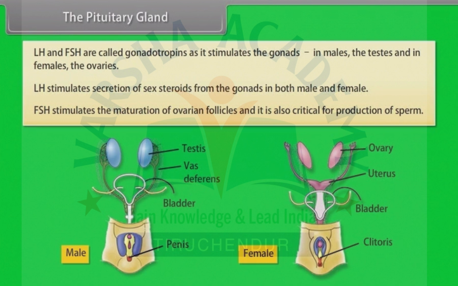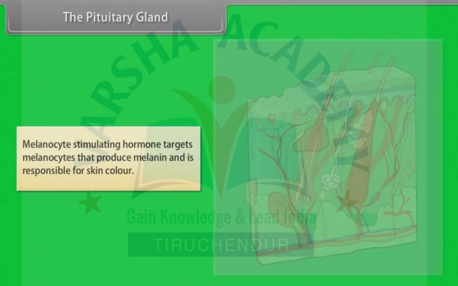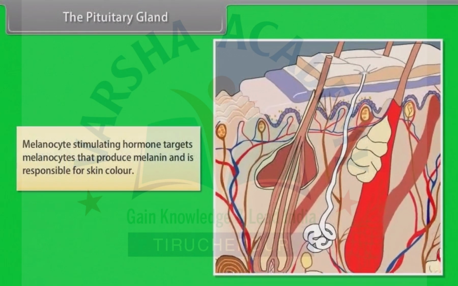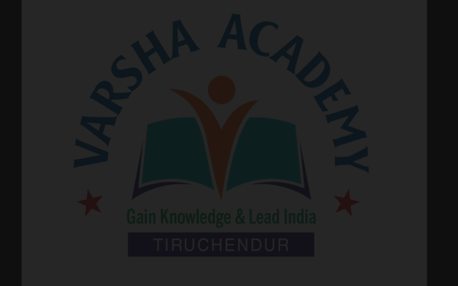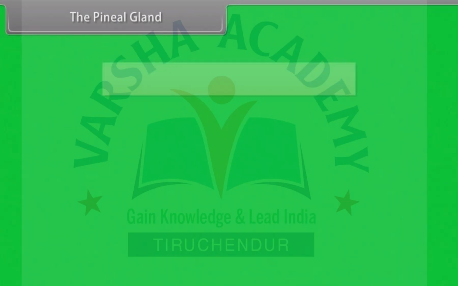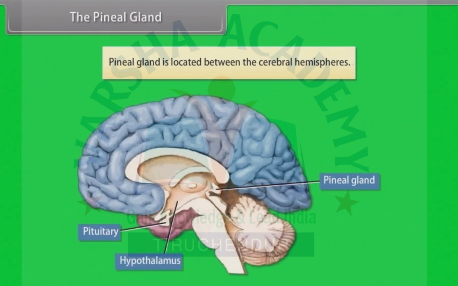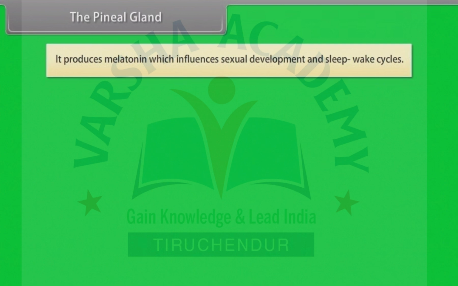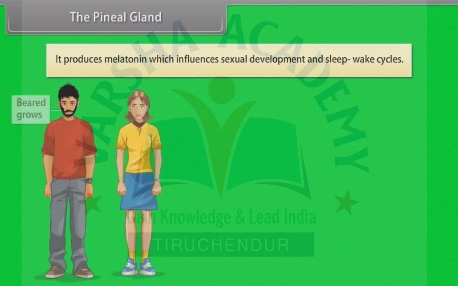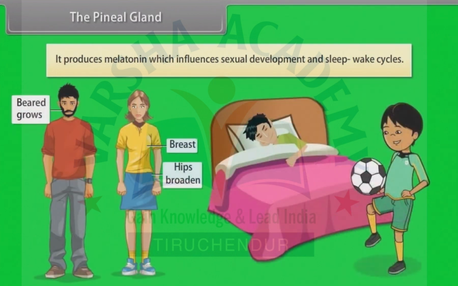FSH stimulates the maturation of ovarian follicles, and it is also critical for production of sperm. Melanocyte-stimulating hormone targets melanocytes that produce melanin and is responsible for skin color. The pineal gland. Pineal gland is located between the cerebral hemispheres. It produces melatonin, which influences sexual development and sleep-wake cycles.